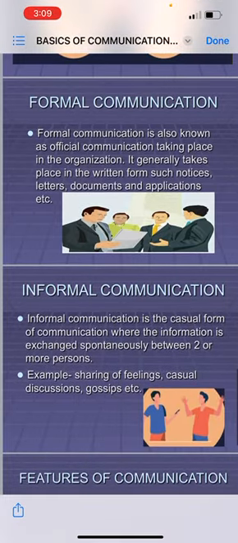And in informal communication, people usually communicate casually. Whenever we meet our friends, we meet them in a very friendly way. So we usually communicate our feelings informally. We exchange our information spontaneously between two or more persons. That is known as informal communication. Some examples are sharing of feelings, casual discussions, and gossiping.